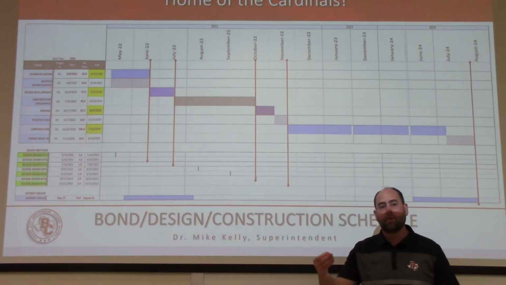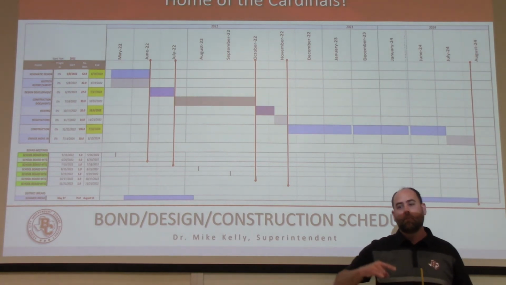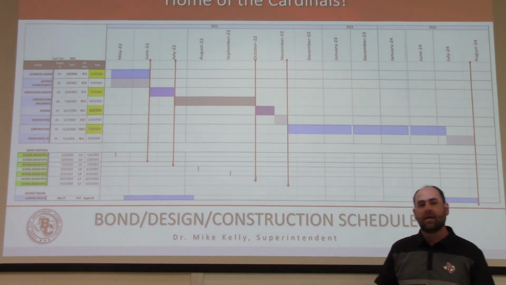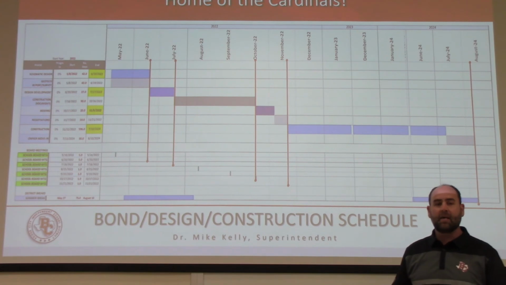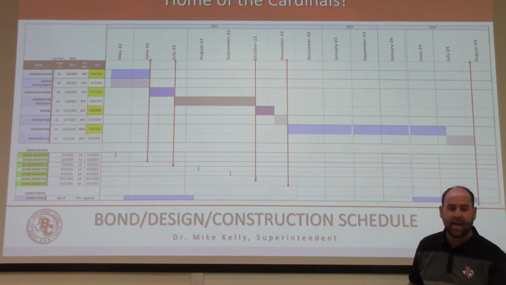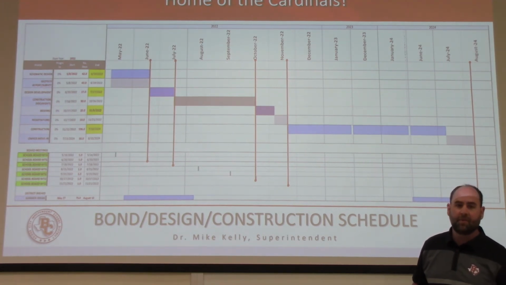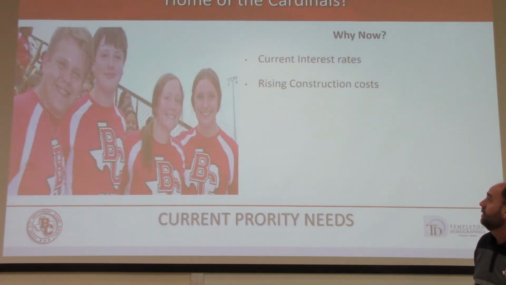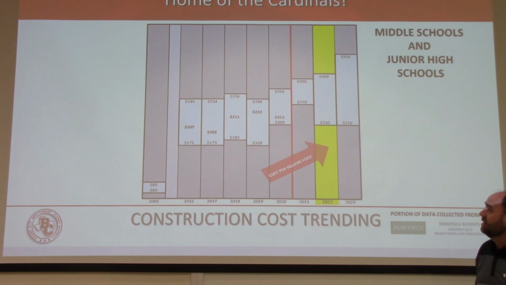So even if this were to happen at the end of this school year, we have 2 full school years left in our current buildings. And that's how portable buildings happen, because if you're not ahead of them, it's here and it's too late. So we got to be thinking ahead. Our current interest rates are great, rising construction costs.